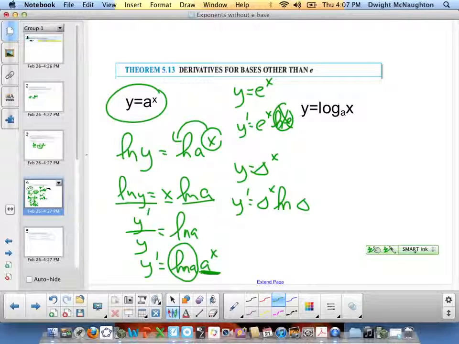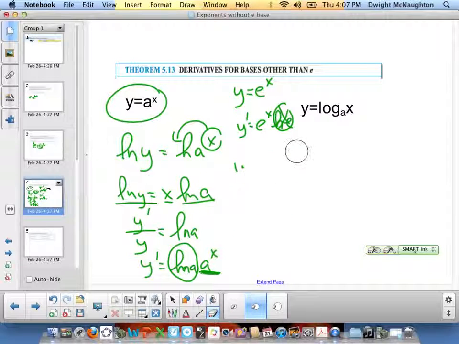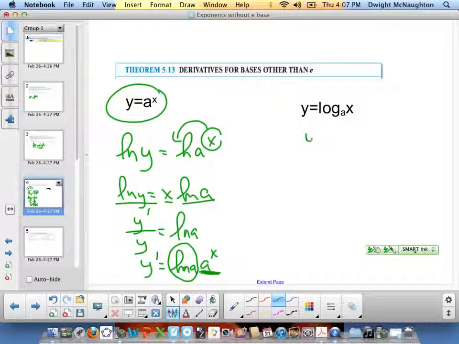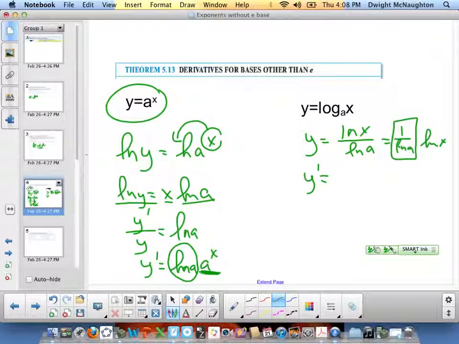For derivatives of logs that don't have a base of e, we use the change of base formula. y equals natural log of x over natural log of a, or you can think of it as 1 over the natural log of a times the natural log of x. Then we take the derivative. This is a constant, so we use the constant multiple rule. We take whatever the derivative is times 1 over the natural log of a, and the derivative of the natural log of x is 1 over x.